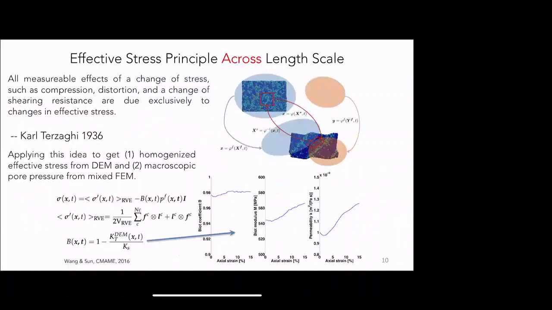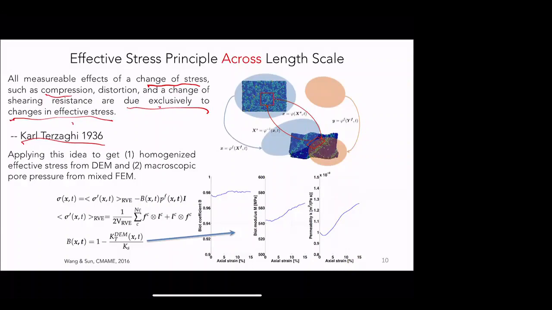Okay, so here I'm just showing some examples. We directly use what Professor Terzaghi postulated as the effective stress principle. All the changes of the stress, such as compaction, distortion, and change of the shear resistance, are exclusively due to changes in effective stress. So your solid skeleton movement, or more accurately the solid skeleton deformation, is exclusively attributed to the effective stress, and everything else comes from the pore water for the fully saturated material.